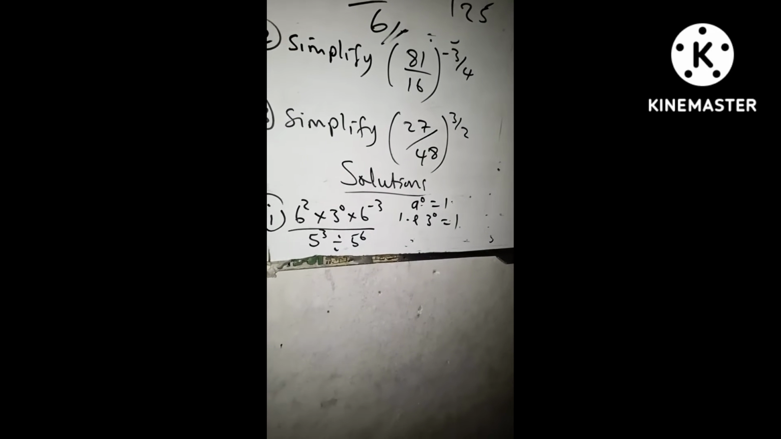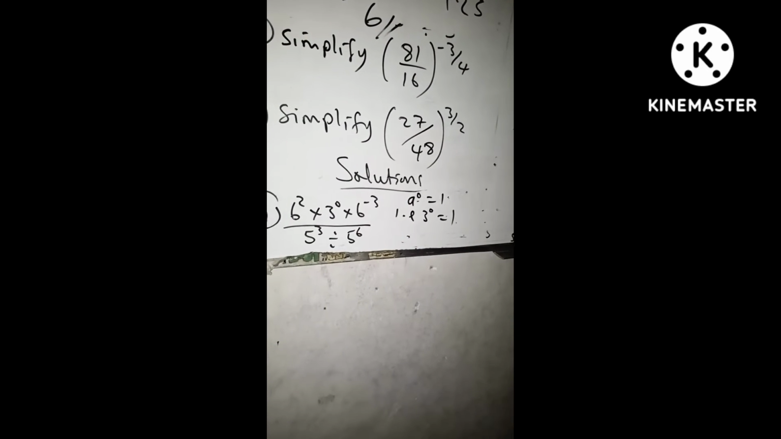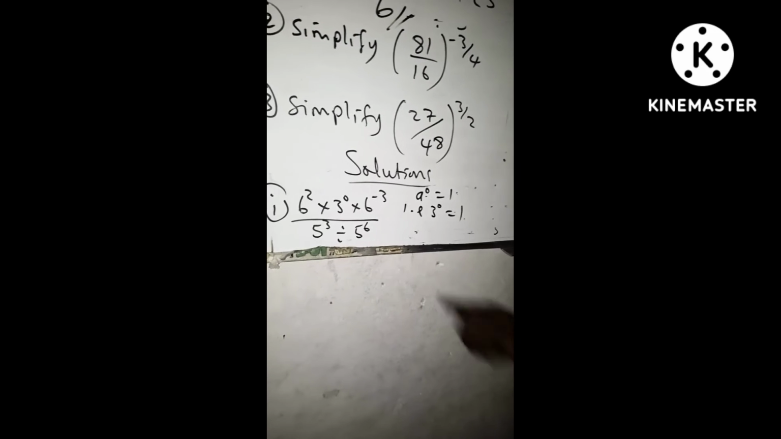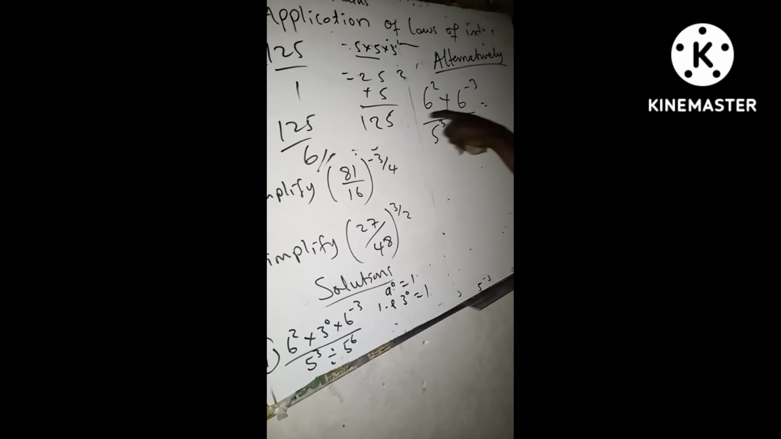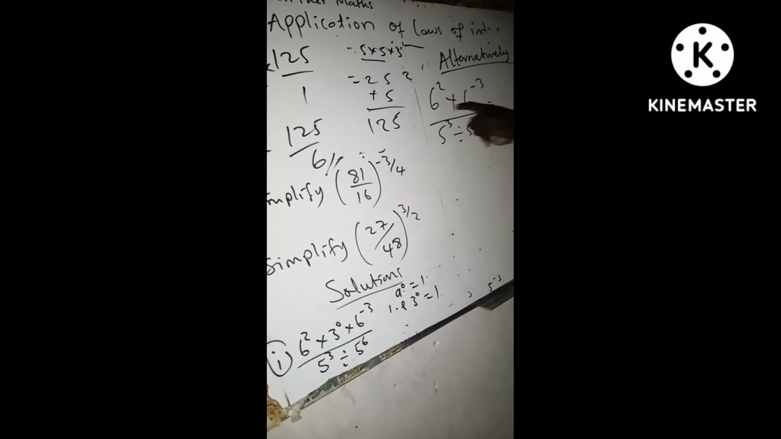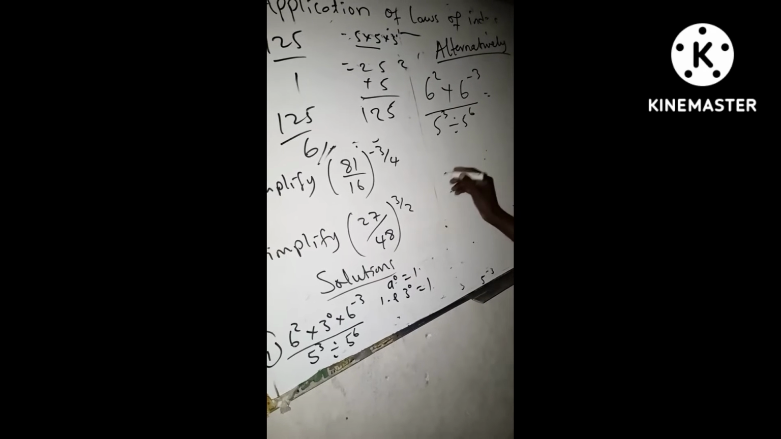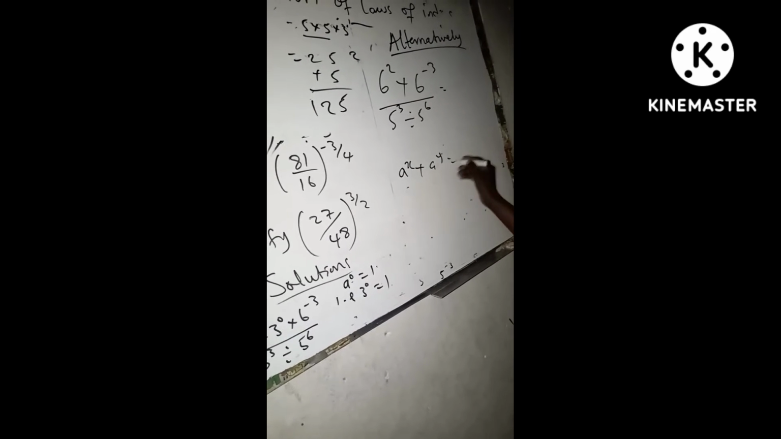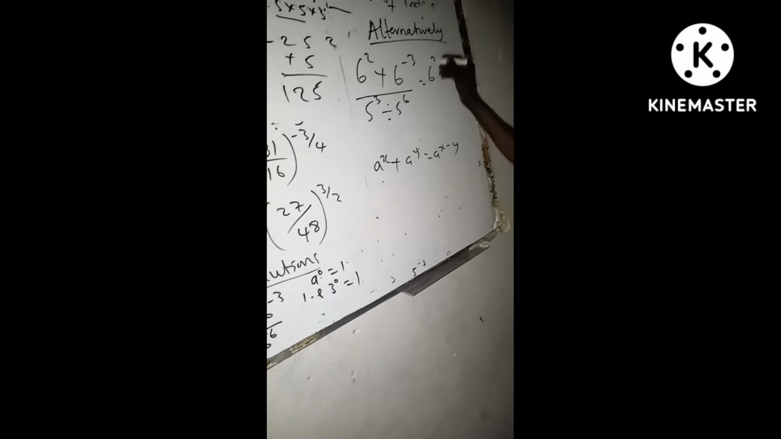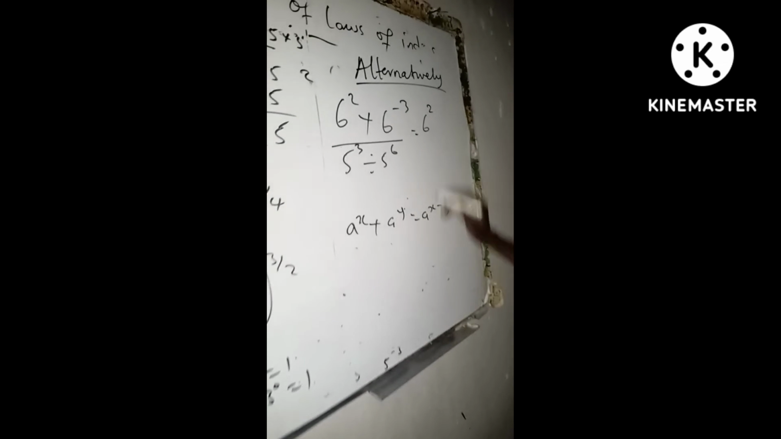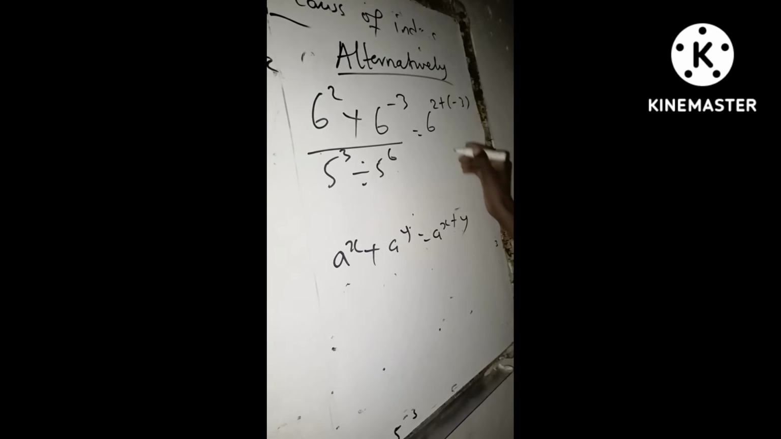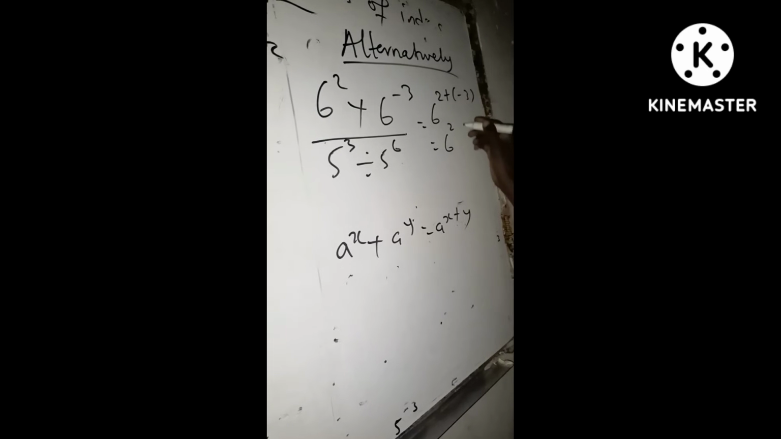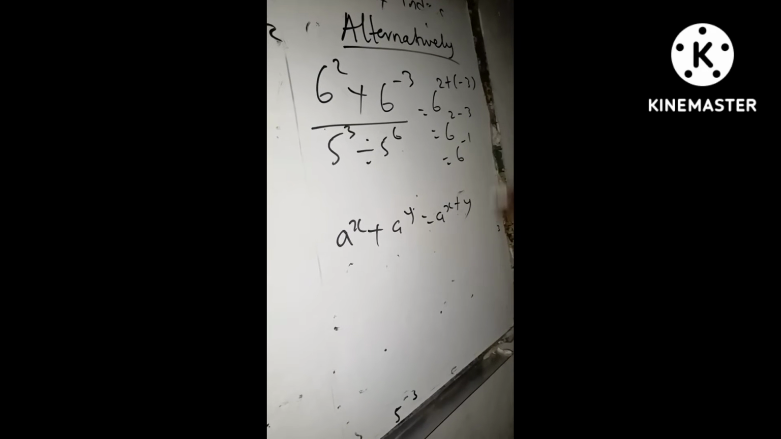So that means it can be written as 6 to the power of 2 times 6 raised to the power minus 3, over 5 to the power of 3 divided by 5 to the power of 6. Now, I've transformed this to look like the first law of indices, that says a to the power of x times a to the power of y is equal to a to the power of x plus y. If it is true, it means 6 to the power of 2 times 6 to the power of minus 3 can be written as 6 to the power of 2 plus minus 3. So you have 6 raised to the power minus 1.